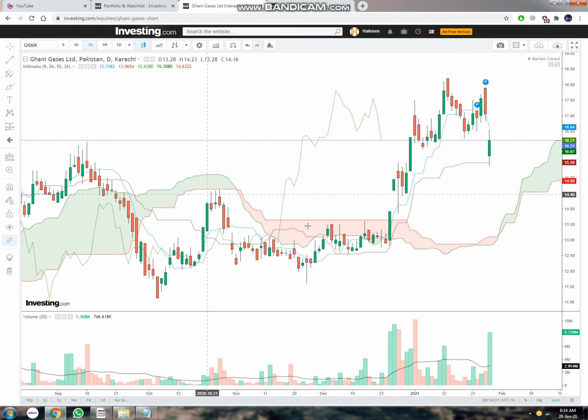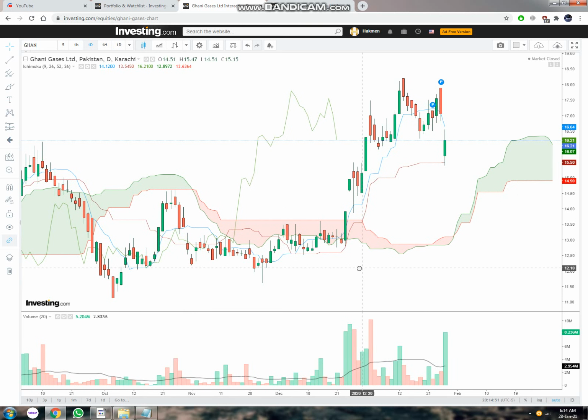Now this cloud is known as the Kumo cloud. I'll be referring to it as the cloud in the rest of my videos. The red line and the green line are Senkou span A and Senkou span B. These two lines, span A and span B, do not play a big role in this particular area, but the cloud plays a big role in identifying these trends.